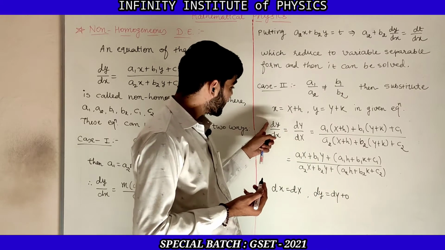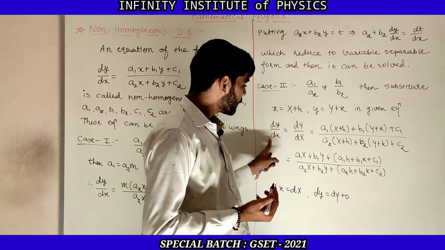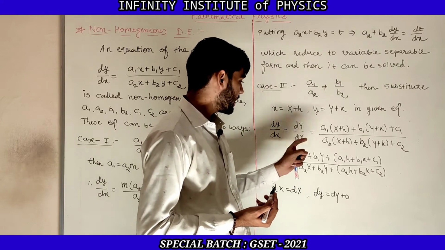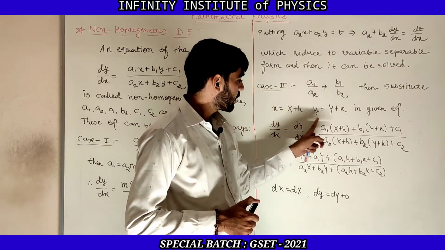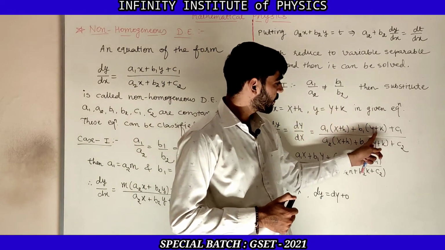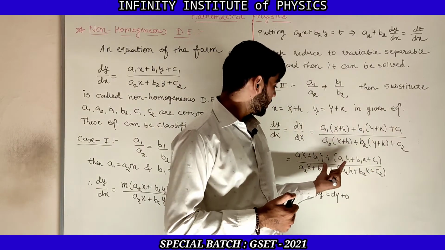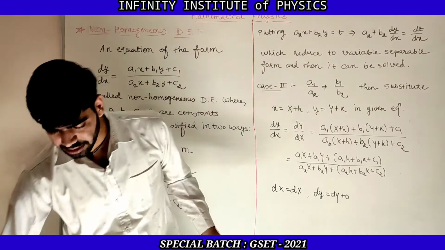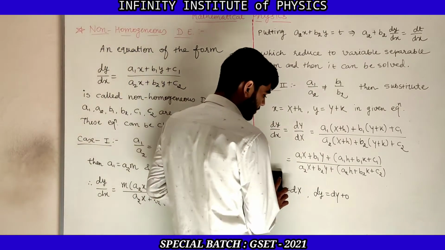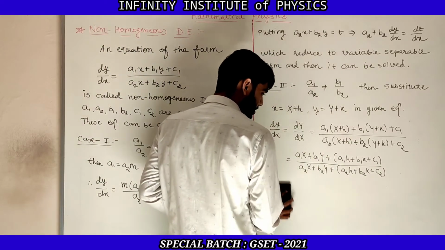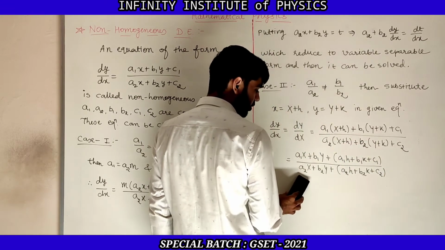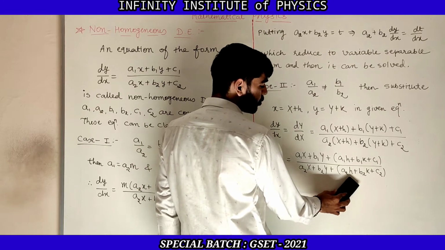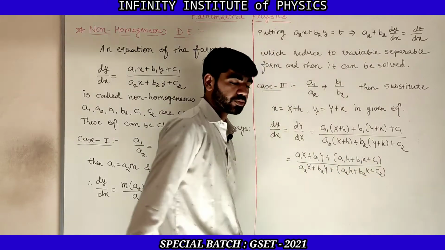So in place of dy we can write dY, in place of small dx we can write dX. And now let us put small x equal to capital X plus h, small y equal to capital Y plus k. Now this equation can be written as (a1x plus b1y plus a1h plus b1k plus c1) upon (a2x plus b2y plus a2h plus b2k plus c2).